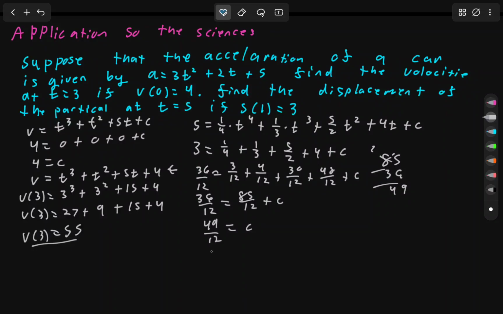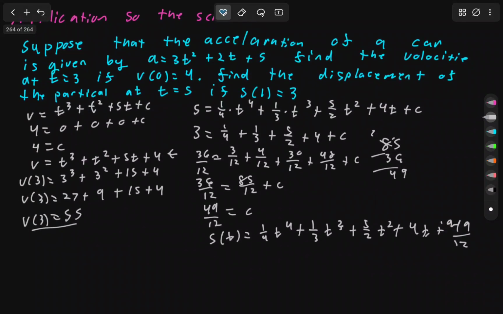So we now know that s of t is equal to 1/4 t to the 4th plus 1/3 t cubed plus 5/2 t squared plus 4t plus c, which we now know is negative 49/12. All right. What do we do now, you may ask? Well, what we're going to do is plug in the value of 5, which is going to give us a very absurd number.